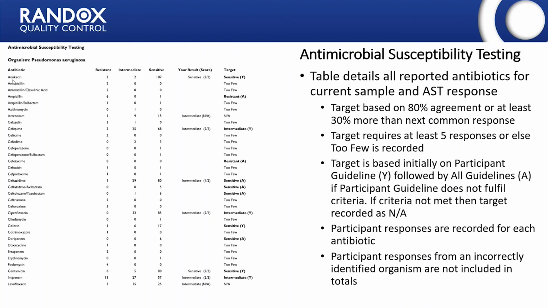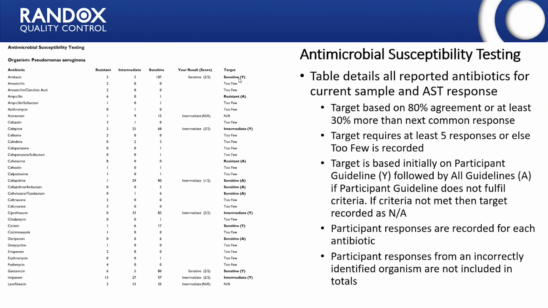So we have basically what the labs have reported. And then for this individual lab, we have what their results were. So whether they have said that it's sensitive or intermediate or resistant to the antibiotic. You don't have that for each antibiotic, because this participant doesn't use all those antibiotics. So what you have listed here are only the antibiotics that they are currently using or test for in their lab. We'll come to the score in a second, because that is based on the target.